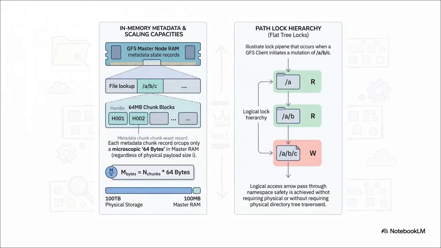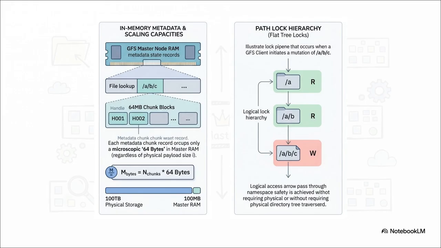And you really have to appreciate the extreme efficiency of the master's memory here. Get this, the master requires only a microscopic 64 bytes of RAM per chunk to store its metadata state. To put that into perspective, a massive 100 terabyte data store requires only about 100 megabytes of master RAM. That is wildly efficient.